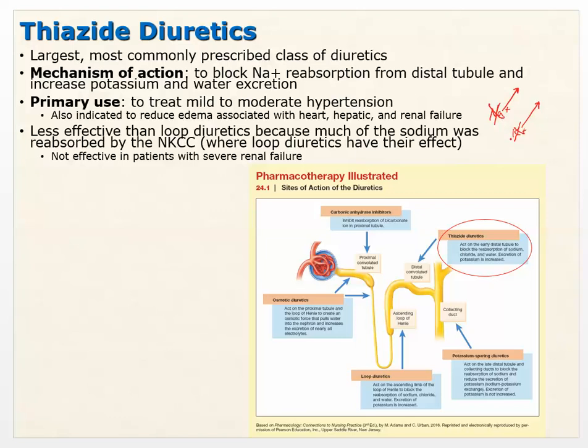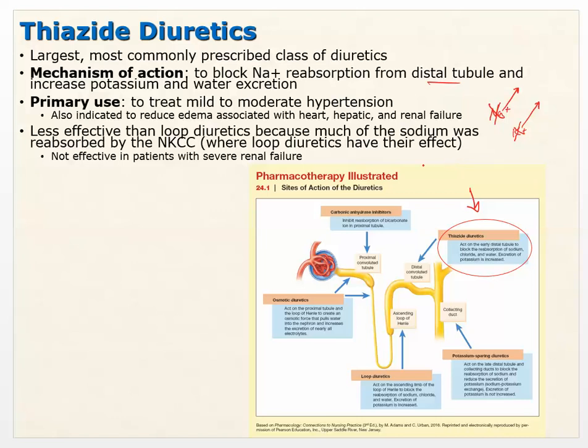Okay, so we're going to talk about potassium-sparing drugs, which are based on an exchange, but these are not. So when you block the reabsorption of sodium, you're also going to cause more potassium and water to be excreted. Okay, so the primary use is to treat mild to moderate hypertension, and it does happen in the distal tubule, which is shown here. Also indicated to reduce edema associated with heart, hepatic, and renal failure.